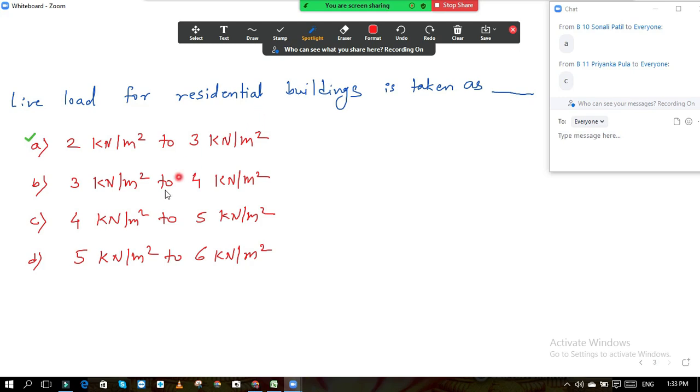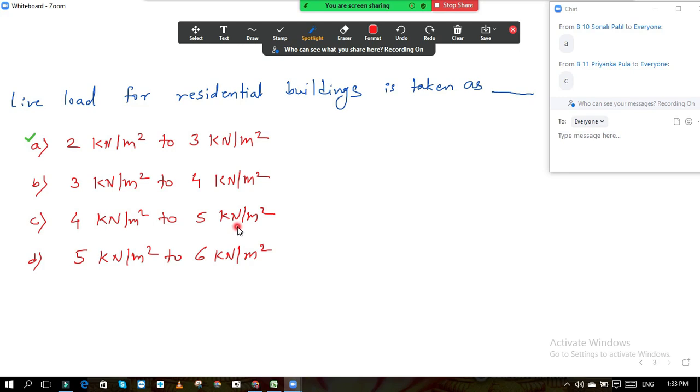Now for the public building, if the range is given, then your live load must be in between 4 kilonewton per meter square to 5 kilonewton per meter square. Okay, and if the range is not given, then we give the answer simply 5 kilonewton per meter square. Normally for residential we take live load as 2 kilonewton per meter square, and normally for public buildings we take live load as 5 kilonewton per meter square. Okay, not more than 5 for public building.